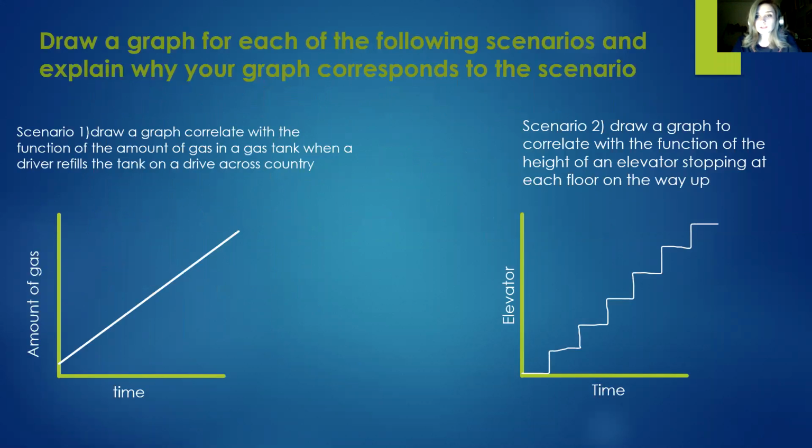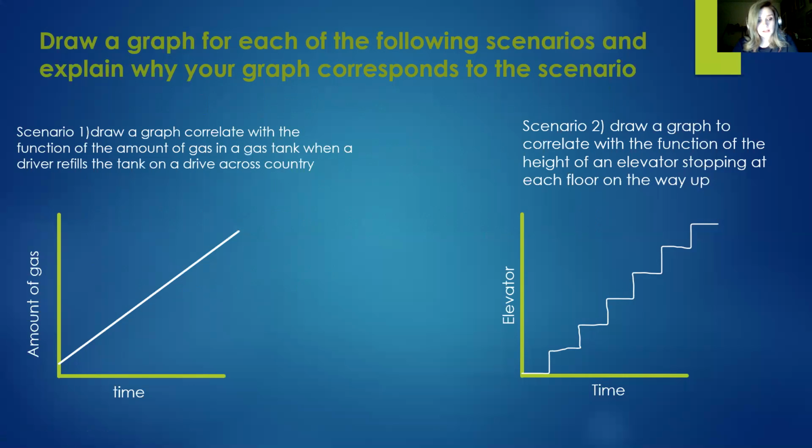So our first problem, we are just drawing graphs based on scenarios that we are given. The first one is draw a graph to correlate with the function of the amount of gas in a gas tank when a driver refills the tank. There's a lot of ways this graph could have gone, but I just went with the basic. He's filling his tank. So I'm going to say he didn't start from zero. I mean, maybe he did. We've all been there. But I'm going to assume that he had a little bit of gas in his tank when he went to the gas station. So I did not put it exactly on zero.